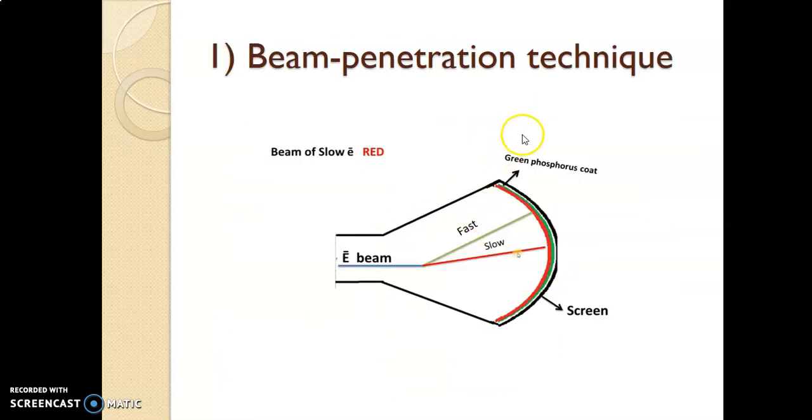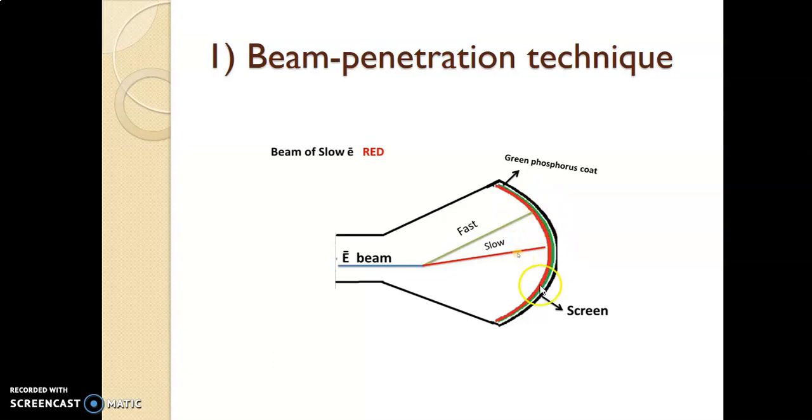First, we'll see the beam penetration technique. Here you have the CRT, and this is the screen, which is coated with two different colors: the outer is red and the inner is green. From here the beam is coming. If the speed of the beam is slow, it penetrates only the outer red layer. But if the beam is very fast, then it can penetrate the outer red layer and go to the green layer.